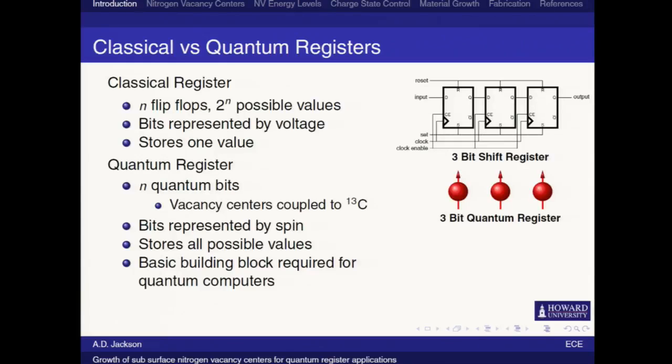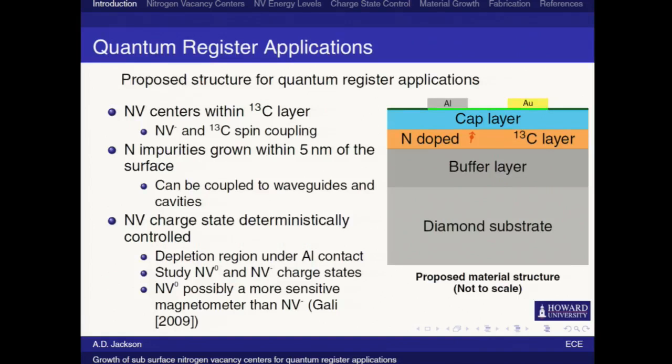Now, the interesting thing about these quantum registers is that they store all possible values simultaneously, which is a unique property. It also gives quantum computing the ability to solve problems that are not feasible with classical computational methods. Quantum registers are a basic building block required for quantum computers, so that's why we're interested in studying this.